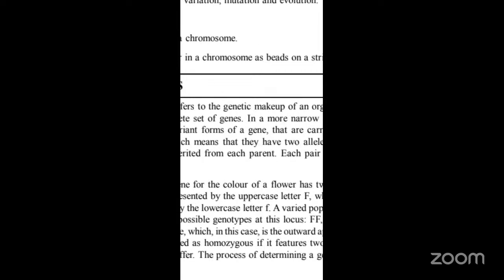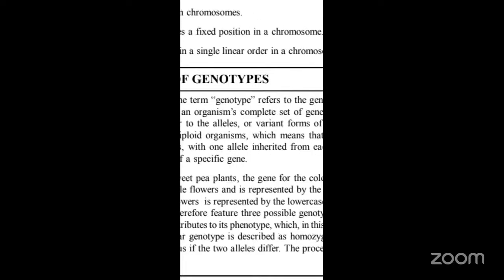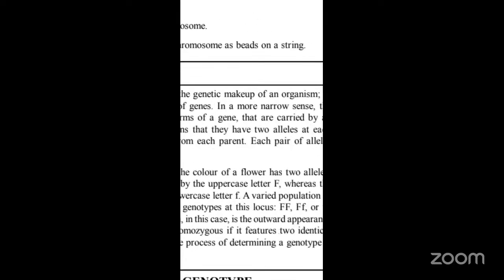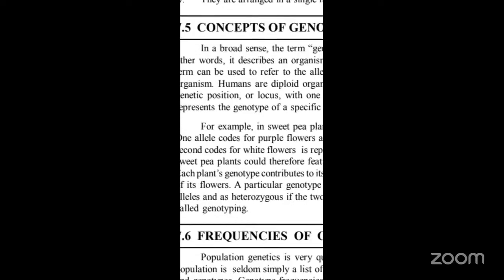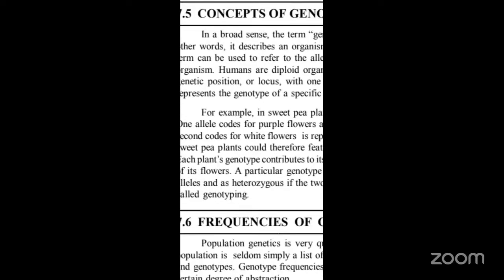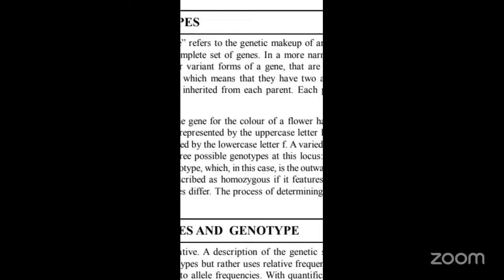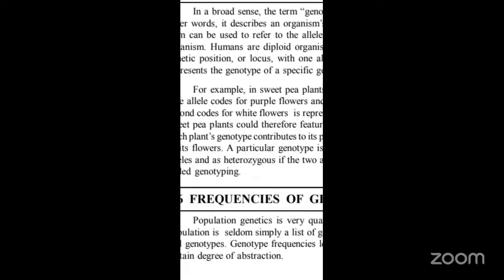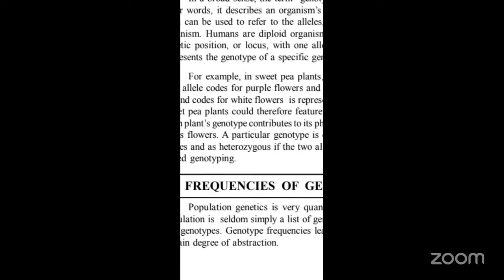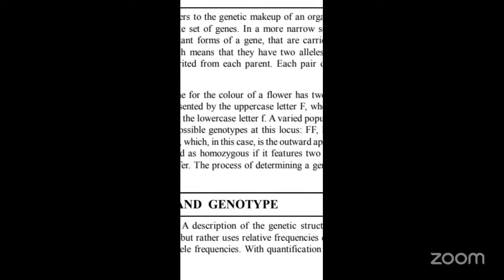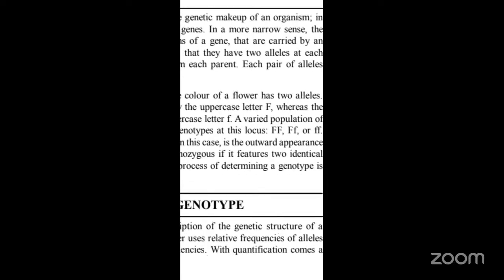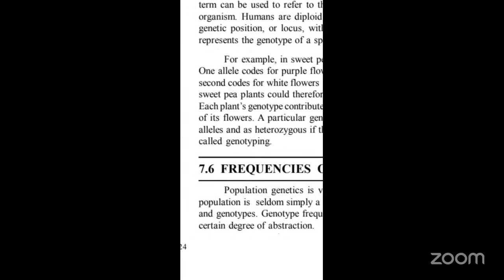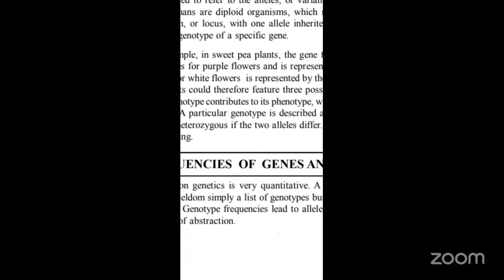In a more narrow sense, the term can be used to refer to the alleles, or variant forms of a gene, that are carried by an organism. Humans are diploid organisms, which means that they have two alleles at each genetic position, or locus, with one allele inherited from each parent. Each pair of alleles represents the genotype of a specified gene.